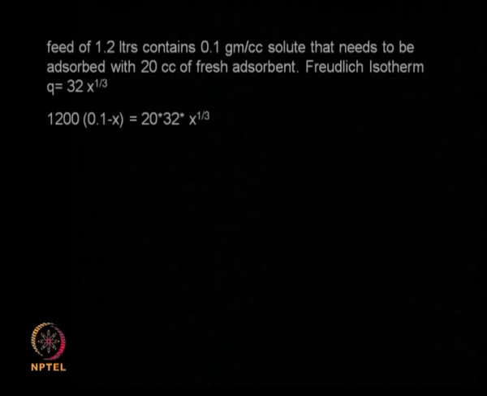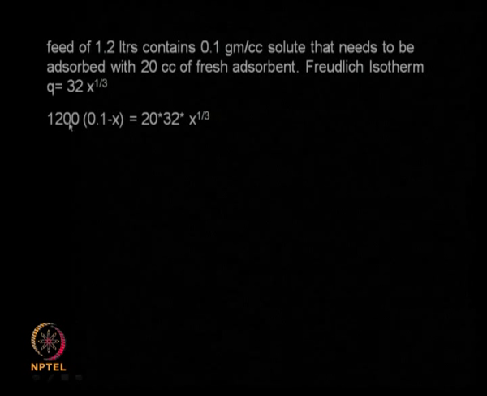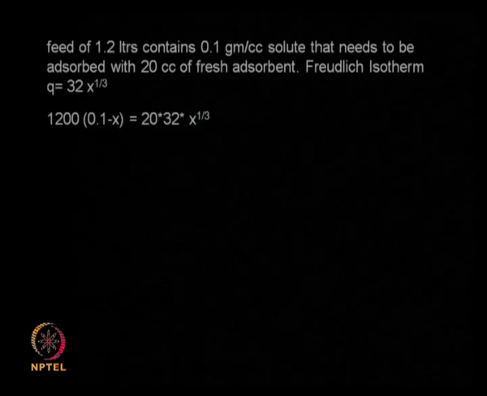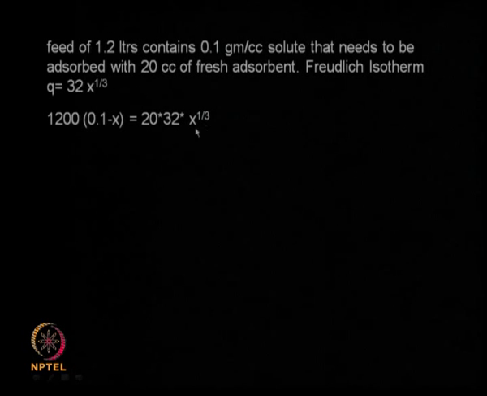Again we can do a mass balance. So how do you do that? We can do 1.2 liters, that is 1200 cc, the amount of solute is 0.1 and the amount of solute after the adsorption process is x, so 0.1 minus x. Now this should be equal to the amount of solute that is present in the adsorbent, and initially the adsorbent is fresh, so you can just put 20 cc multiplied by 32 into x raised to the power 1 by 3.